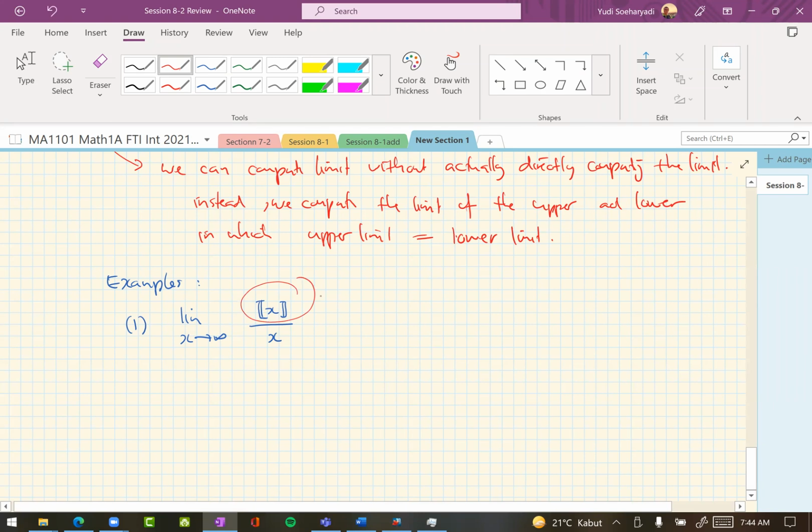All right, do you remember how to compute this one? Round down, rounding x. So the integer less than or equal to x. Actually, sorry, not only integer, the largest integer. Okay, so how will you compute this one?